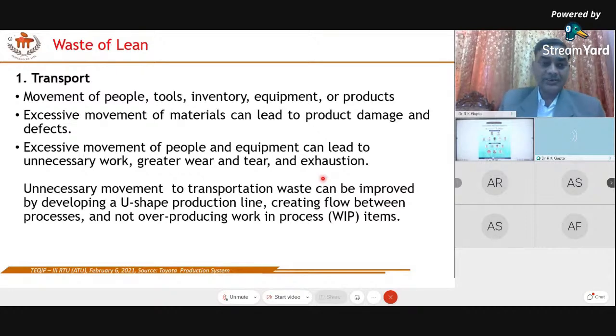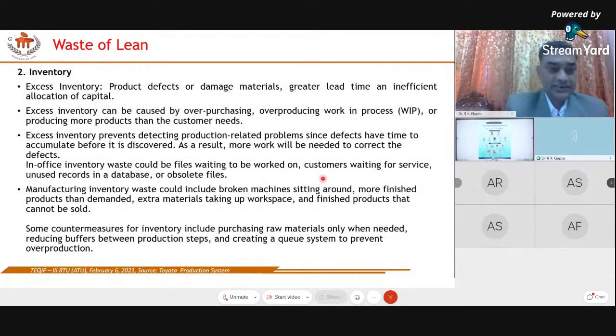The second one is inventories. What if we are keeping excess inventory in the system? Why are we keeping excess inventory in the system? What is the advantage of keeping it? For example, we keep excess inventory in the system because we got a discount for purchasing a higher amount of material.